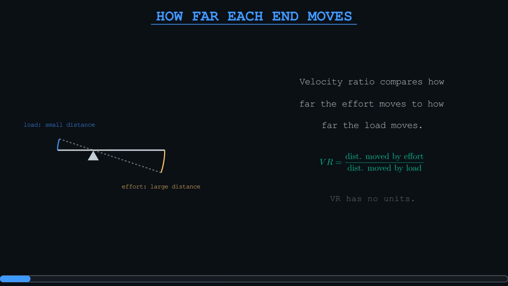Velocity ratio compares the distance moved by the effort to the distance moved by the load. In a lever, the end further from the fulcrum sweeps through a much larger distance than the end closer to the fulcrum. Velocity ratio is just a ratio, so it has no units.